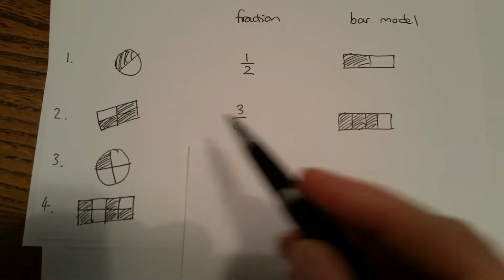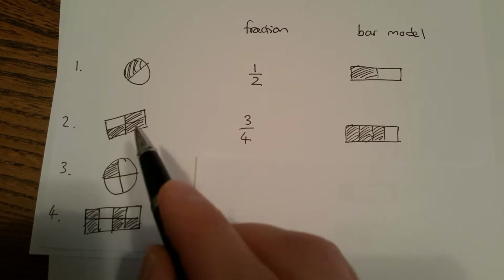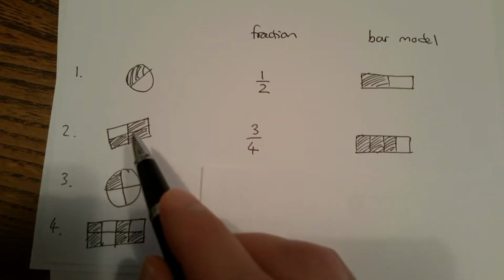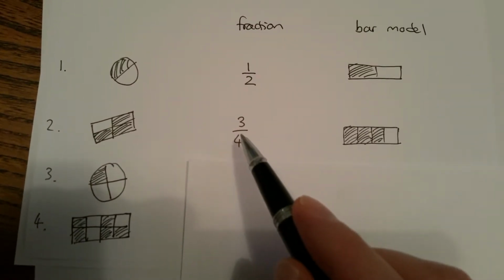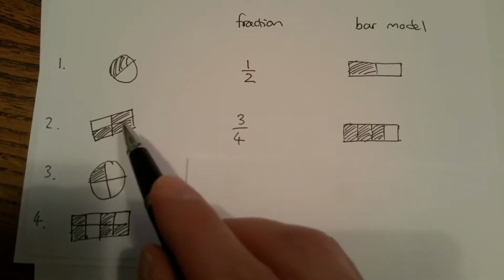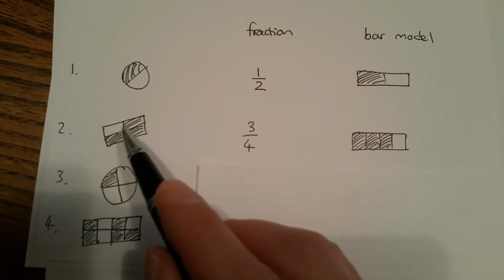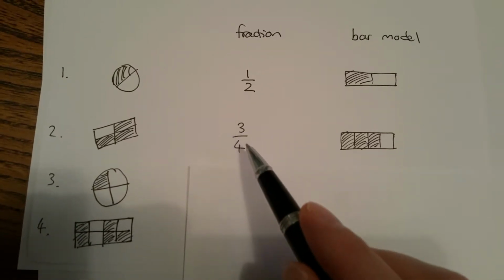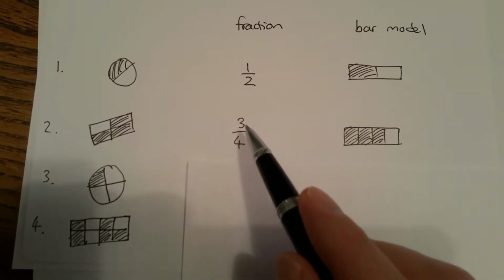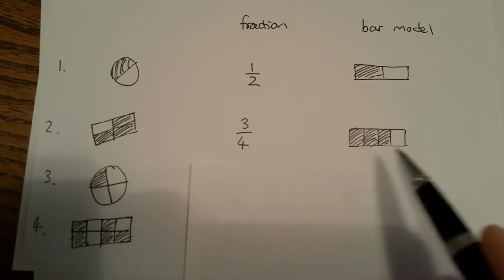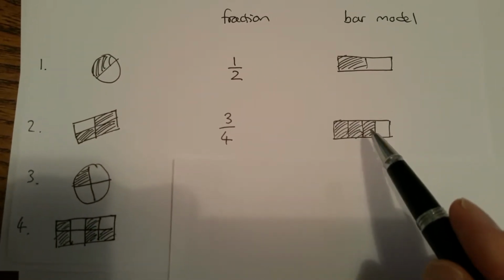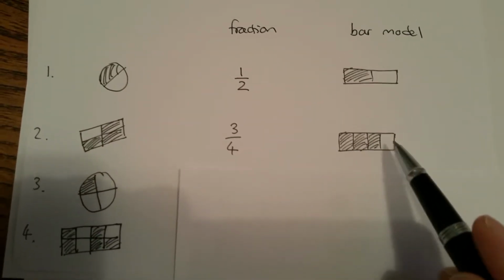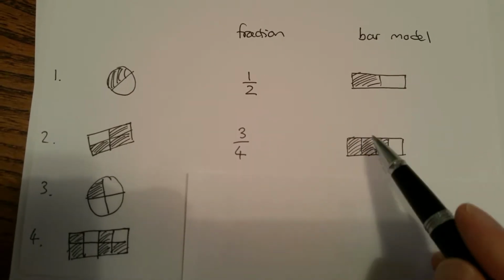Next one, we split it into 4. Hard to see maybe, but it's 4. So 4 on the bottom of our fraction. And I shaded in 3 this time. We're not counting this one, we're counting the ones I shaded in. So it's 3 over 4. You might know that as 3/4. And our bar model shows 3 out of 4 bits shaded in. Should be the same size.